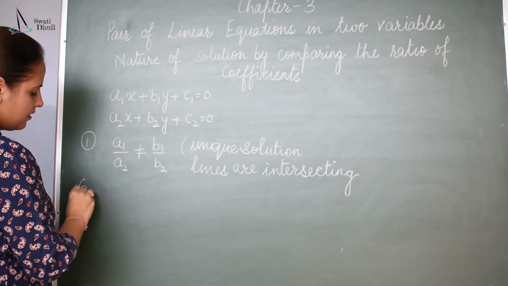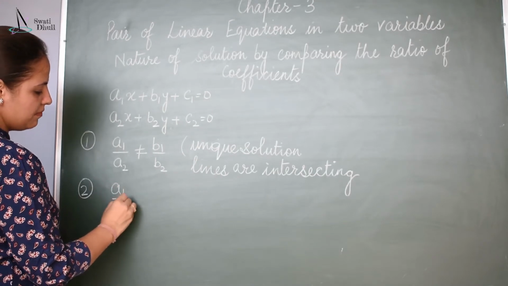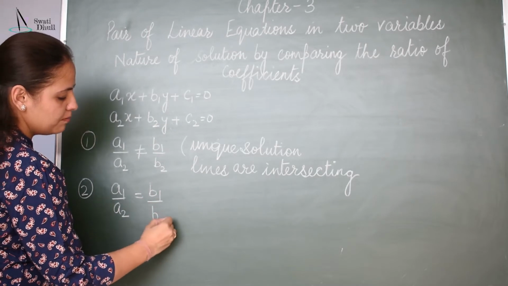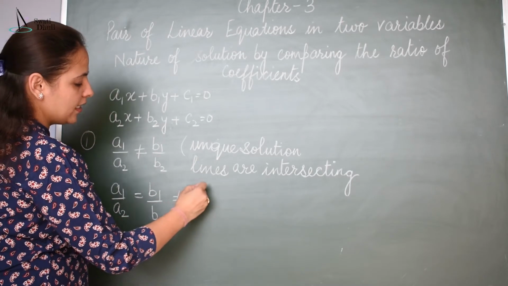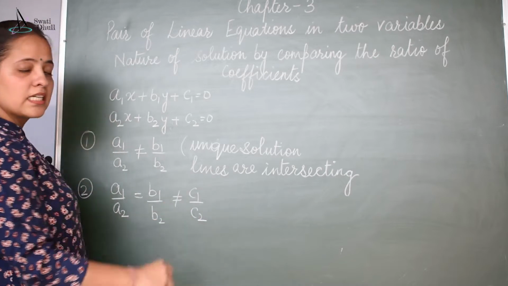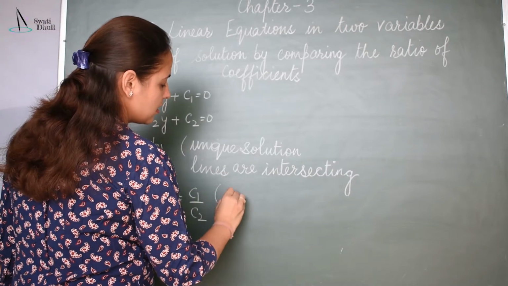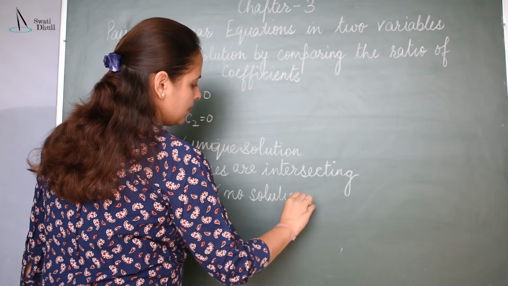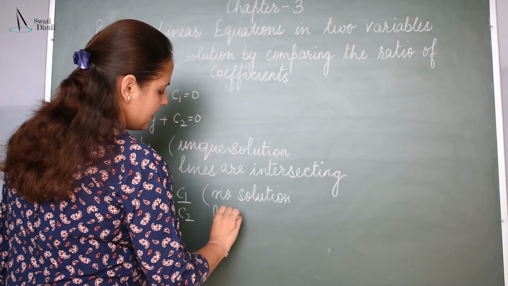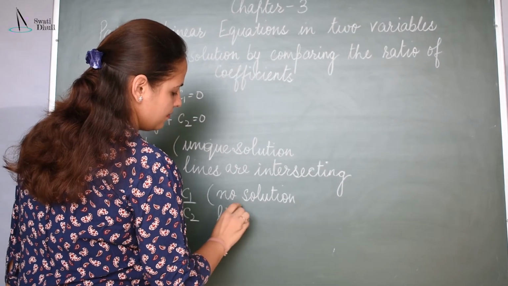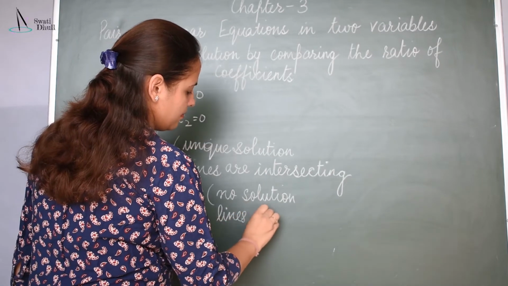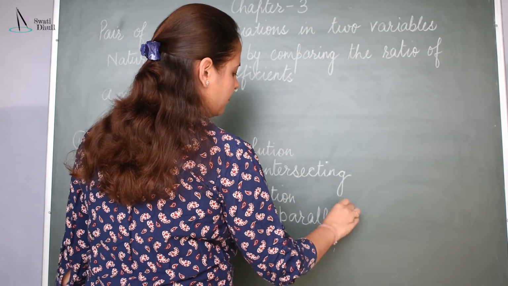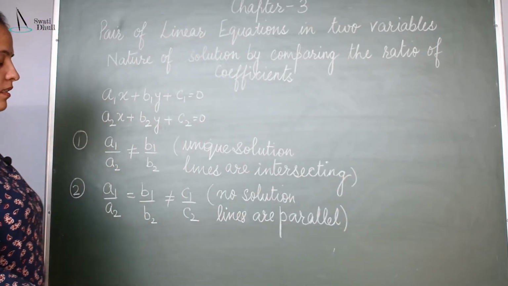Second case is when you have a1 by a2 is equal to b1 by b2 is not equal to c1 by c2, that means no solution and lines are parallel. This is the second case.